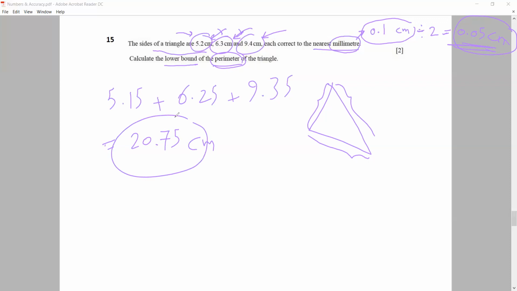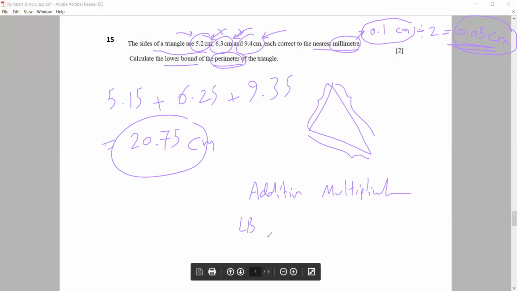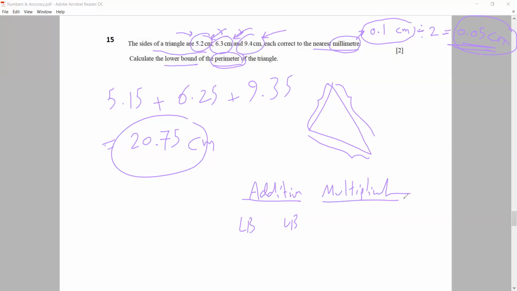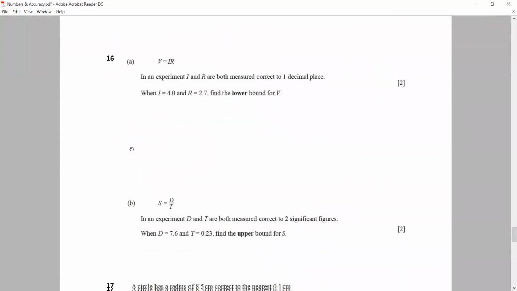So why do I add them up? Because in a previous video, I have already explained this for addition and multiplication. It's very easy. If you want to find the lower bound, you just mix the lower bounds together. If you want to find the upper bound, you mix the upper bounds together, meaning you either add them or multiply them. For subtraction and division, it's a bit tricky and you have to be careful.